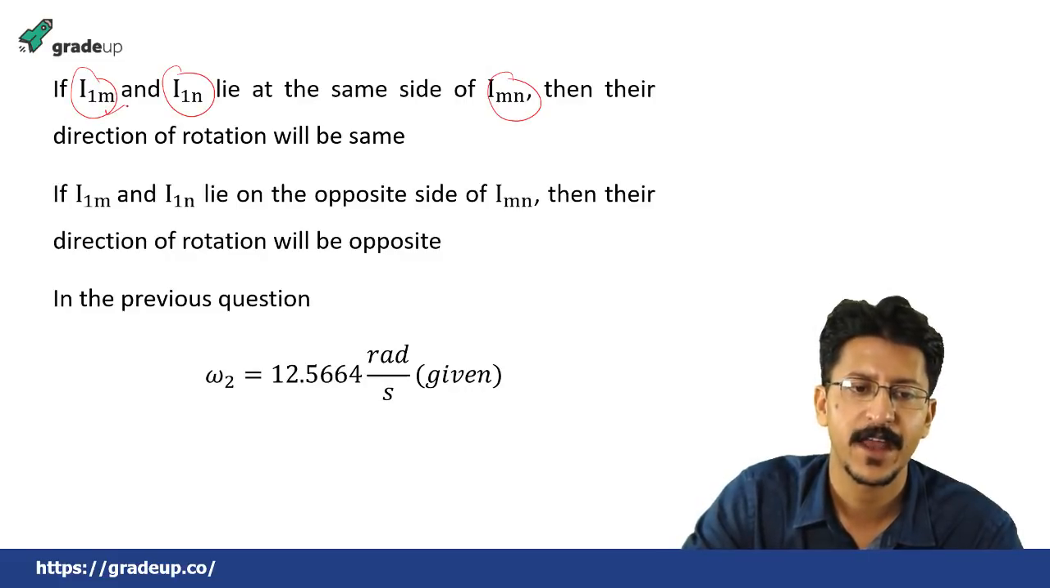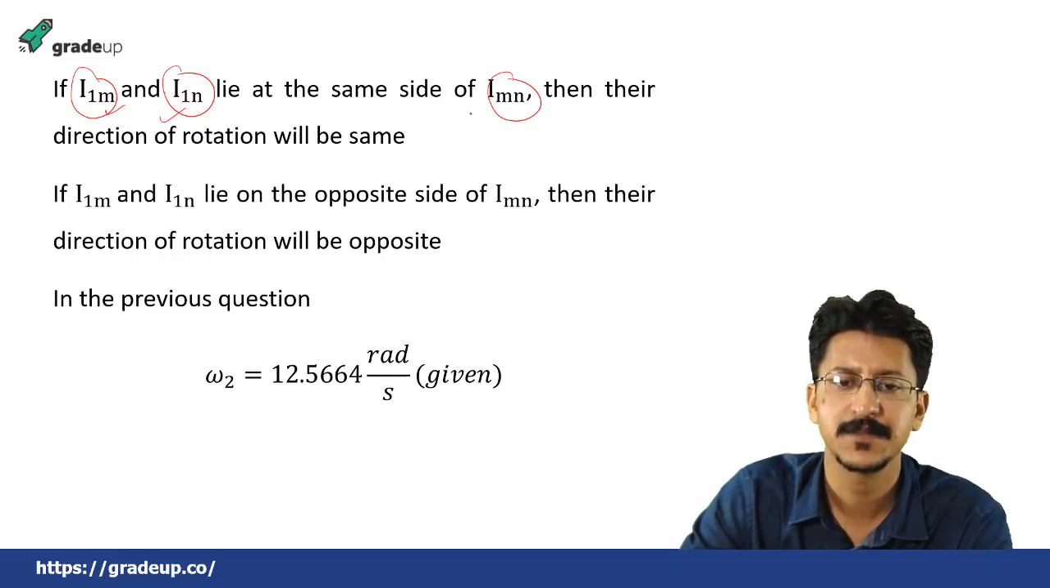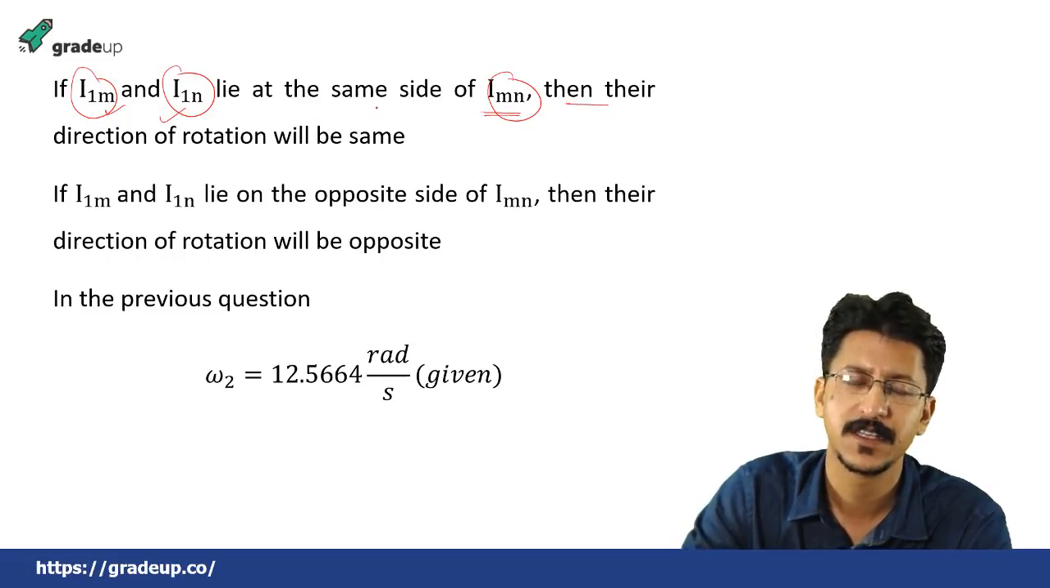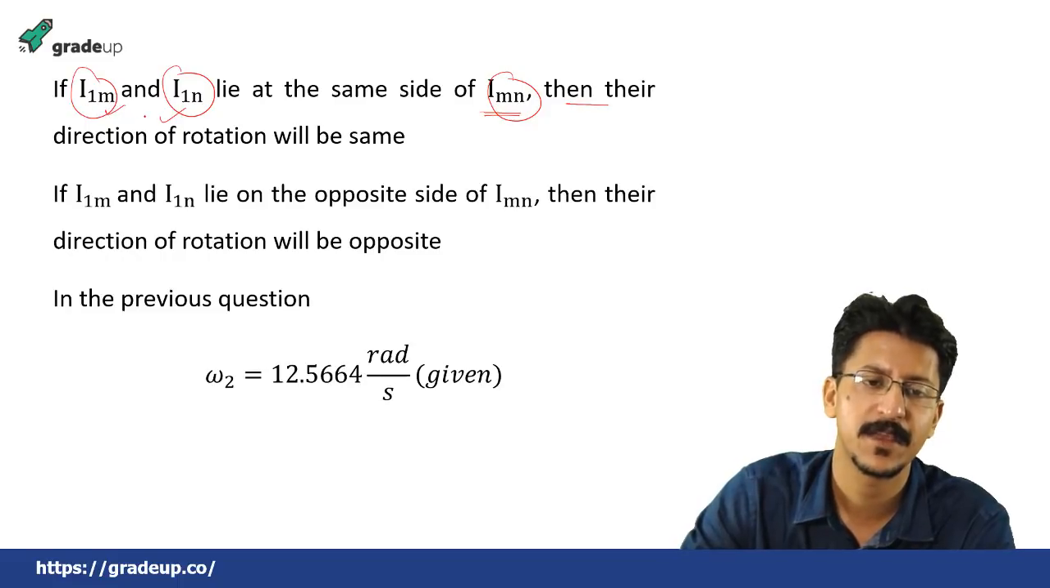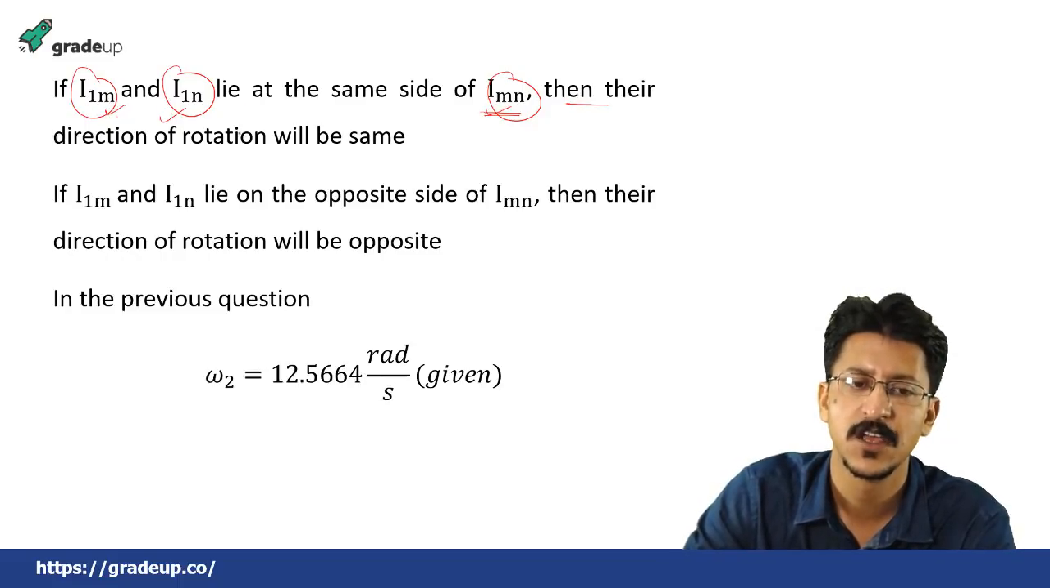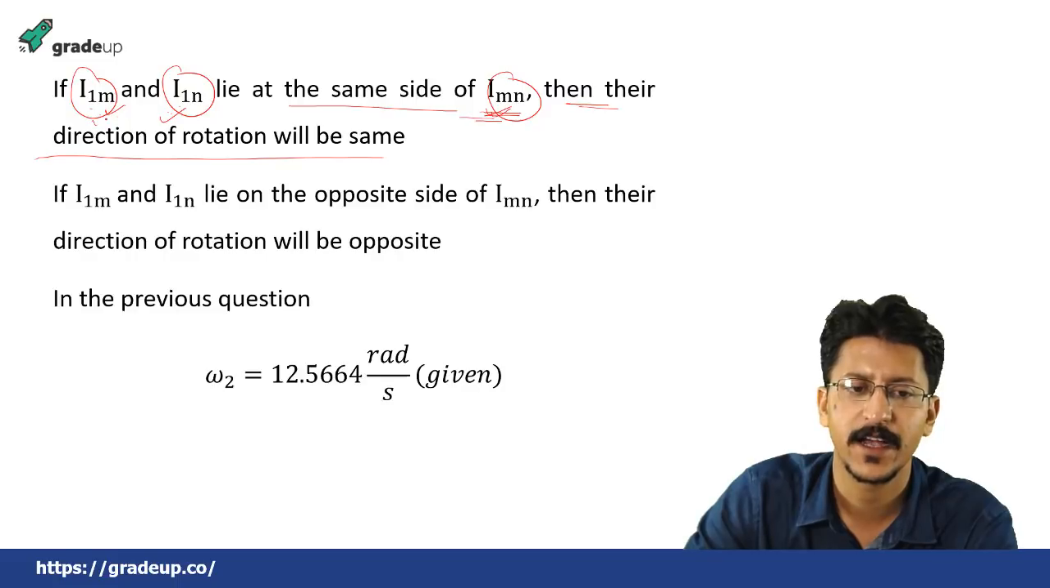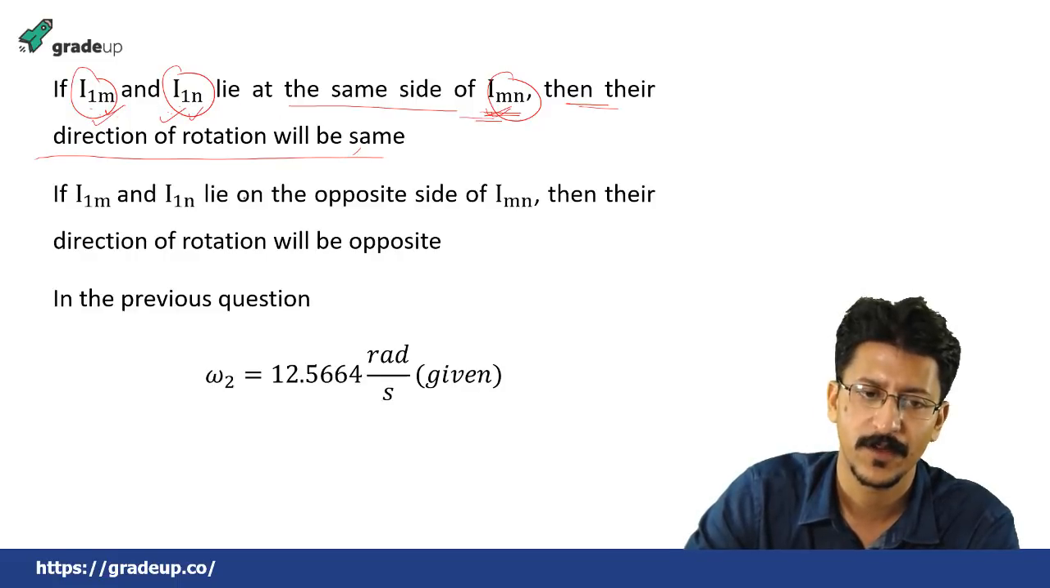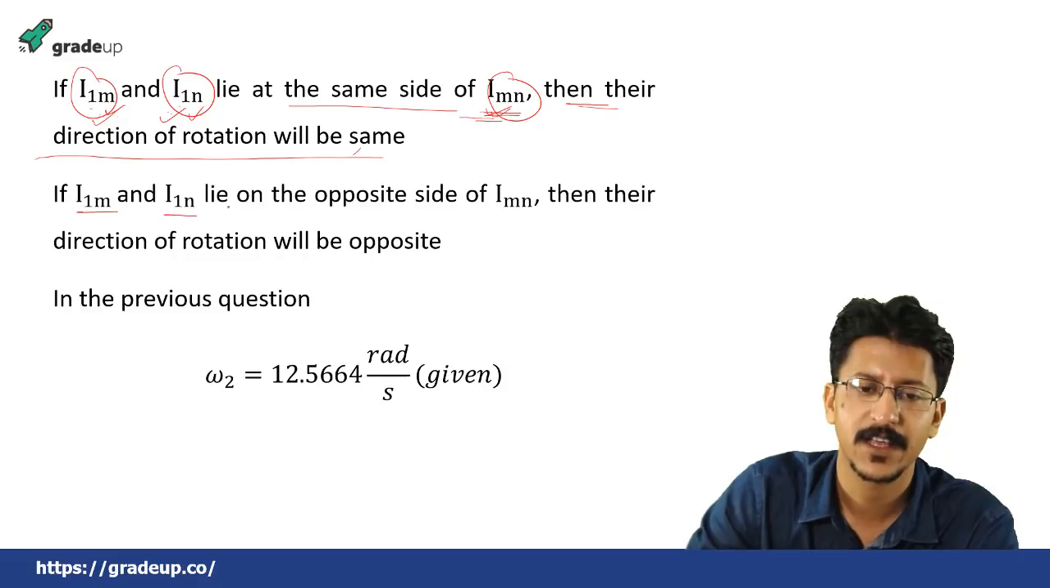If these three lie on a straight line, there can be a situation when I1M and I1N lie on the same side of IMN, or on the opposite sides of it. If they lie on the same side of IMN, then their direction of rotation will be the same. Means if one is rotating clockwise, then the other will also rotate clockwise, and if one is rotating anti-clockwise, the other will also rotate anti-clockwise. Similarly, if they lie on opposite sides of IMN, then their directions of rotation will be opposite.